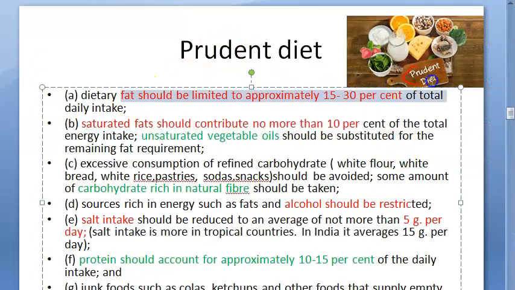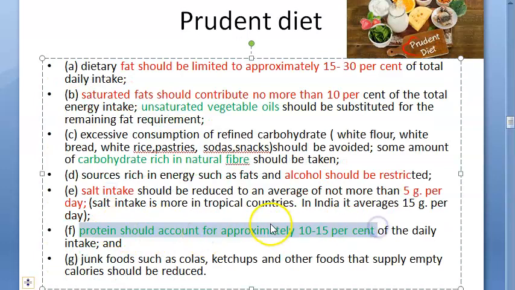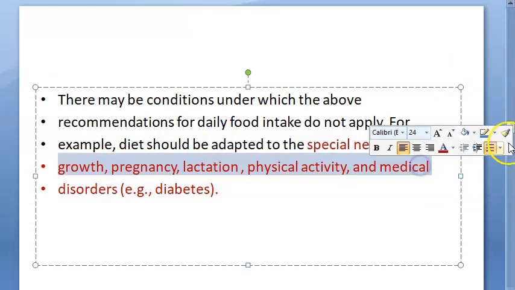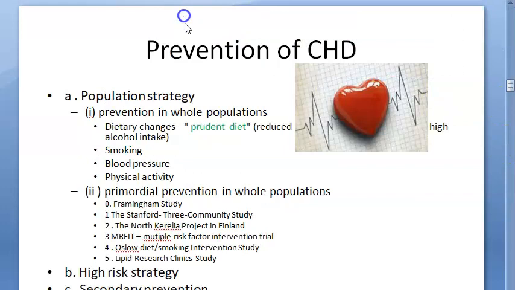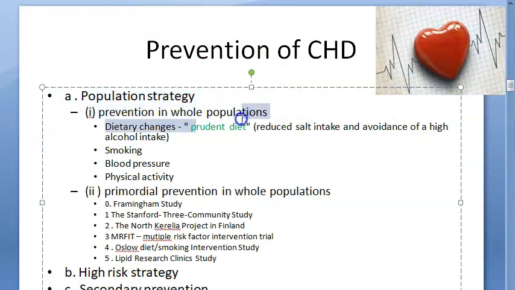Basically, fat should be 15 to 30%. Saturated fats should be less than 10% of the total energy intake. If I'm not wrong, this is the fat intake, and in that fat intake, 10% should be saturated. Guys, just check that once. Then you should take carbohydrate which is rich in natural fiber. Alcohol you should restrict. Salt intake less than 5 grams per day. Protein should be around 10 to 15% of your daily intake. Junk foods you should avoid. Special needs are there for growth, lactation, pregnancy, physical activity, medical disorders, etc. So this is about prudent diet. In prevention of coronary heart disease, in population strategy, prevention in the whole population, we are suggesting this prudent diet. This is where it comes under, but you can prevent a lot of other things also.